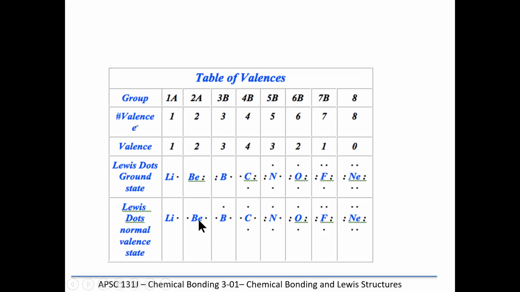Group 1 has 1, group 2 has 2, 3, 4, group 5. Notice that we start pairing them up. 6, 7, and 8 are the more common ones. The ground state simply refers to the atom before some of the electrons are promoted to enable bonding. So I'll most often refer to the normal valence state because that's the structure of the electrons when they form chemical bonds.